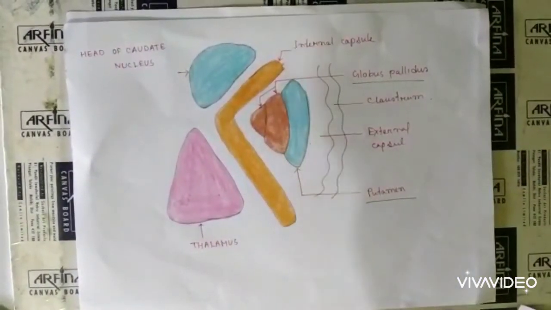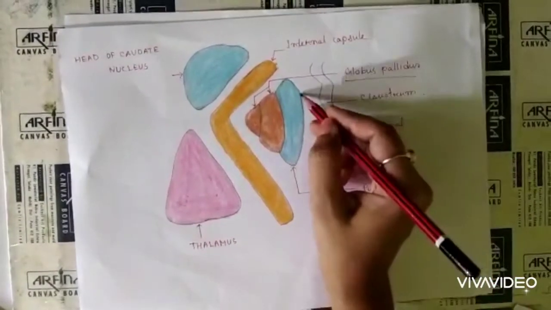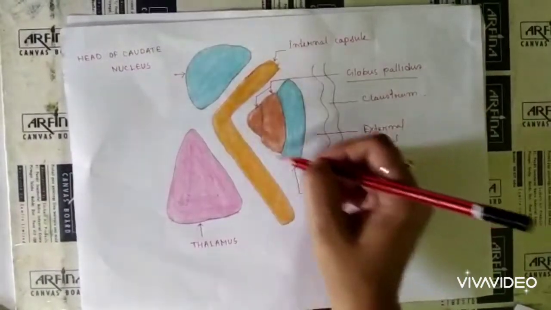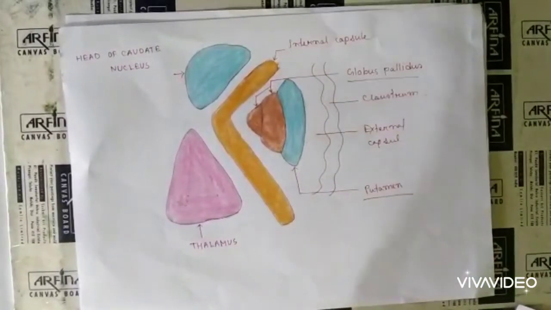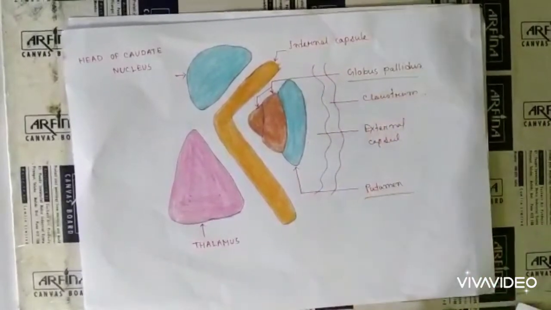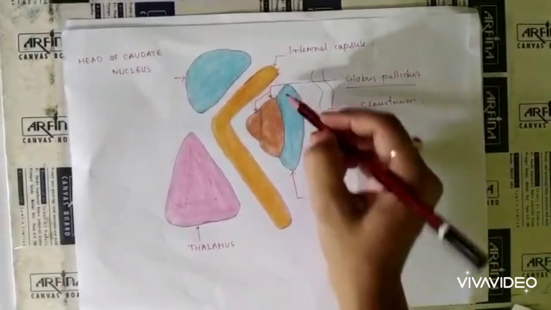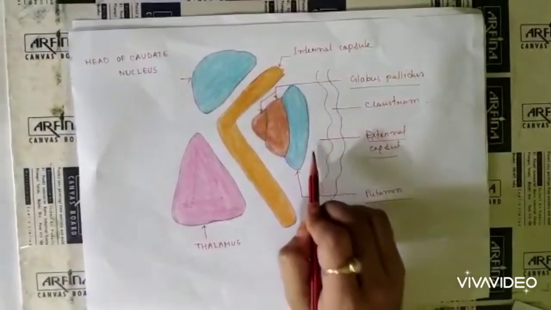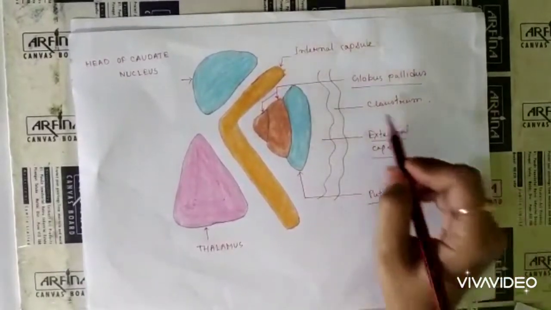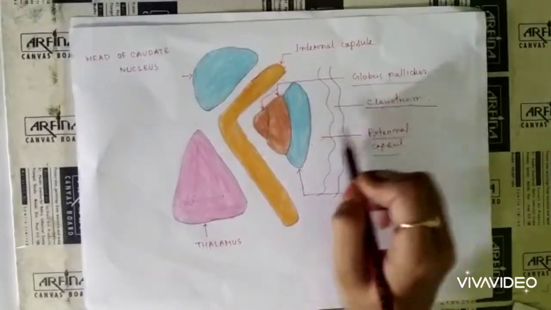This lentiform nucleus has three surfaces: the lateral surface, the medial surface, and the inferior surface. The lateral surface is convex, and it is related to the external capsule and the claustrum, the outermost capsule.